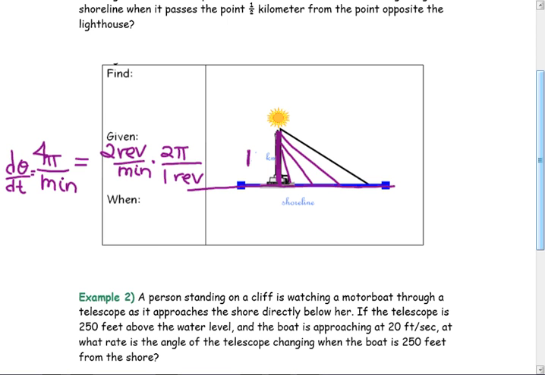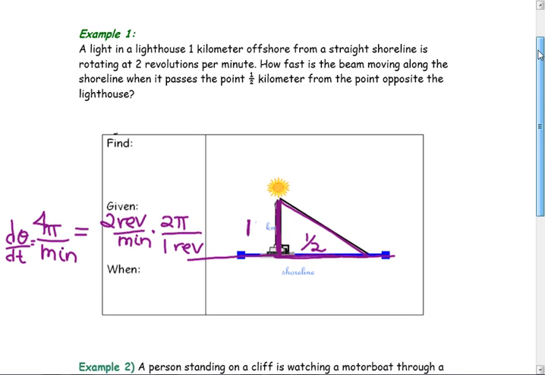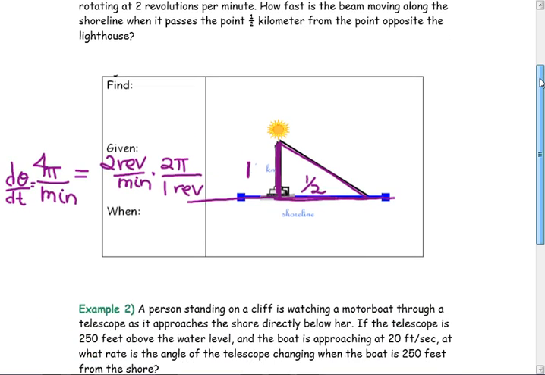And that's what it does. It rotates around. So we're going to take a picture from our helicopter looking down on this when this distance is 1/2 of a kilometer. I need to know something. How fast is the beam moving along the shoreline?